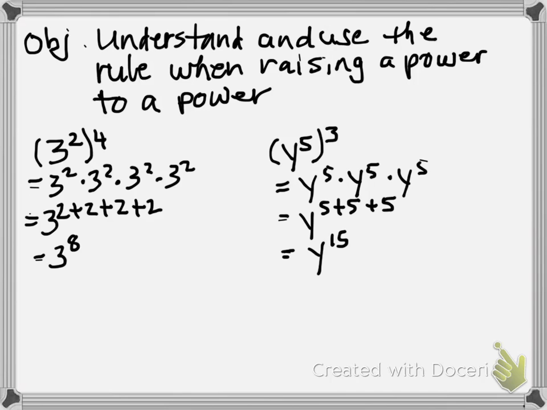Okay, so look at your original problems. 3 squared to the 4th power equals 3 to the 8th. Y to the 5th cubed equals y to the 15th. Can you see a rule that we could make from this of how we could get the answer without having to draw out the picture? Isabella?